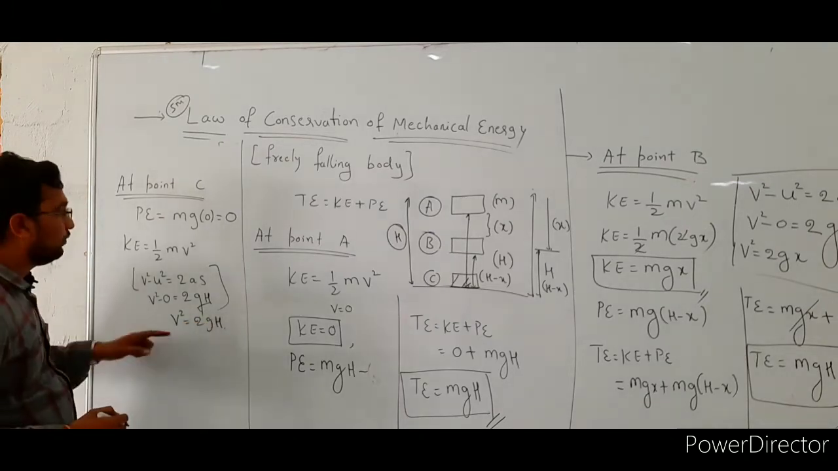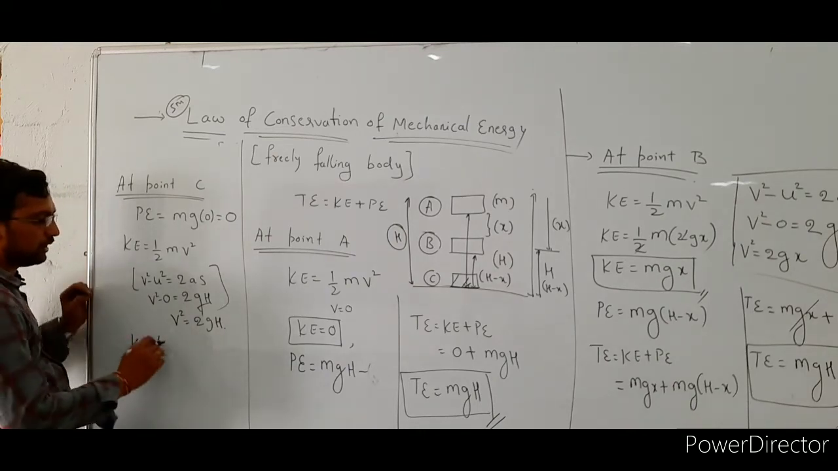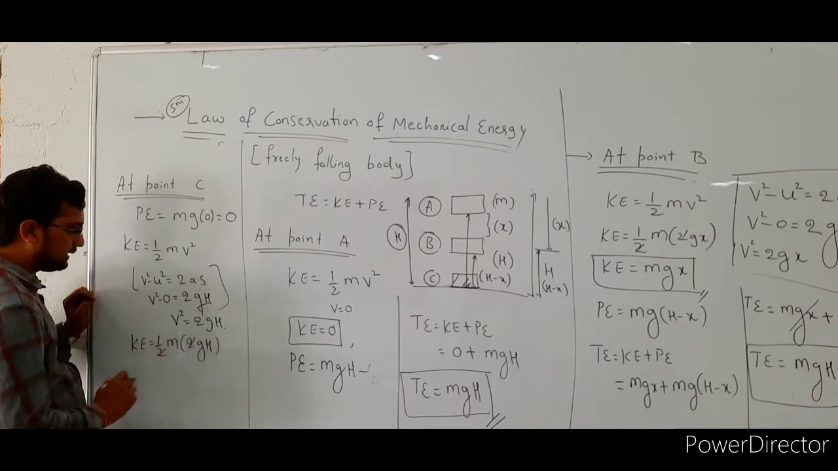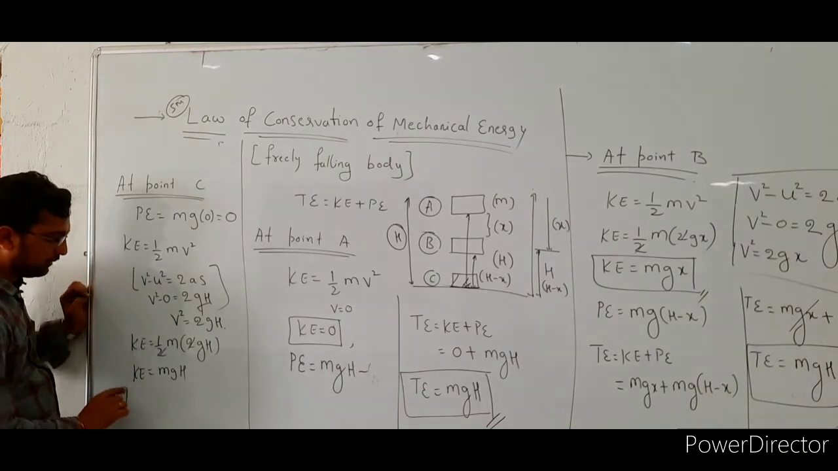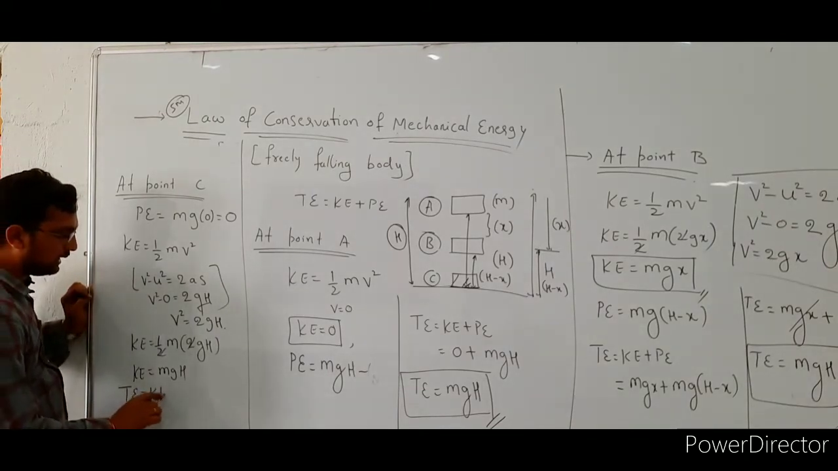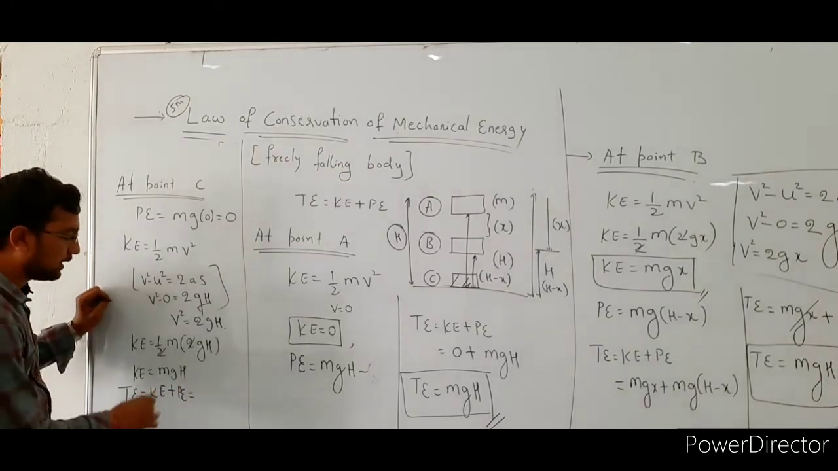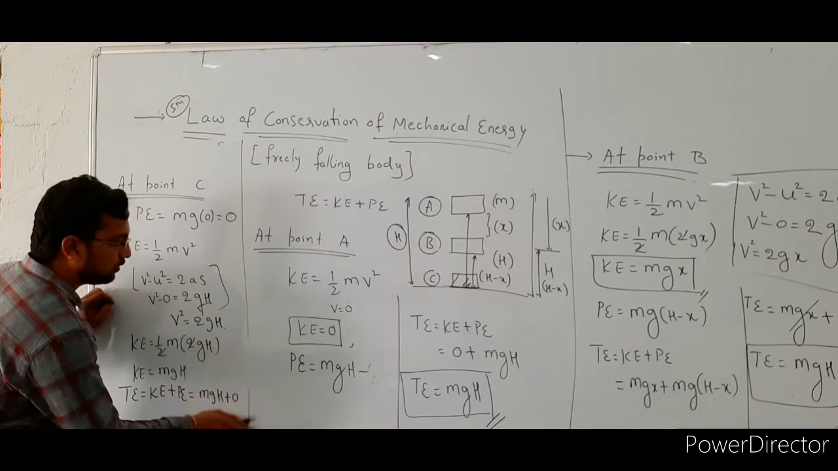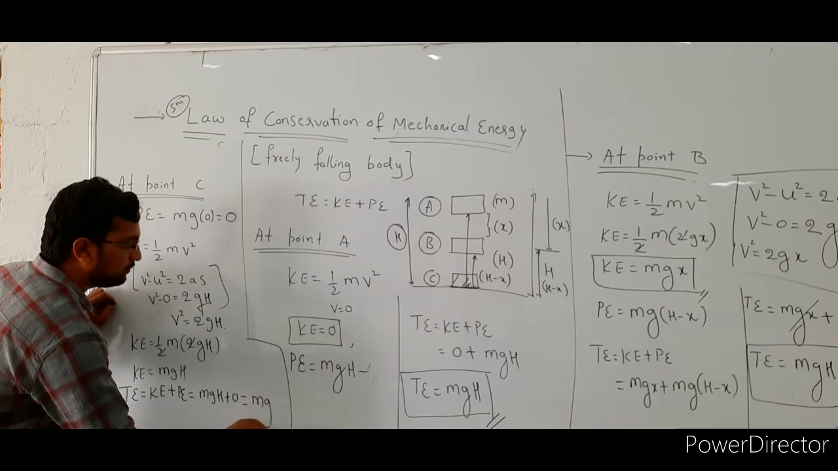Substitute the v square value in this equation, then kinetic energy is equal to 1 by 2 m, v square value is 2gh. Here the 2 get cancelled, then kinetic energy is equal to mgh. Then the total energy is equal to kinetic energy plus potential energy. The kinetic energy value is mgh, the potential energy value is 0. So this is equal to mgh.